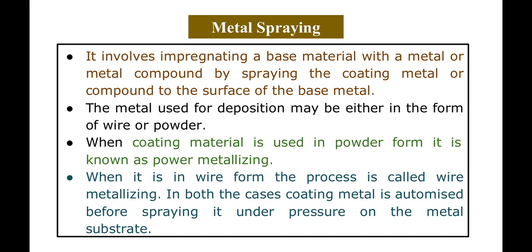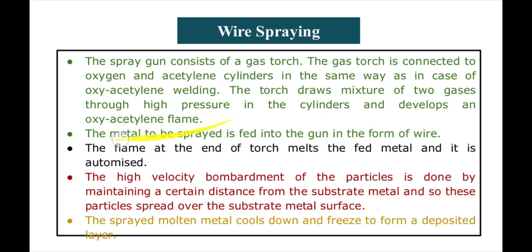When the coating material is used in powder form, it is known as powder metallizing. When it is in the form of wire, then this process is called wire metallizing. In both cases, the coating metal is atomized before spraying it under pressure on the metal substrate. Let us discuss the first, that is wire spraying.